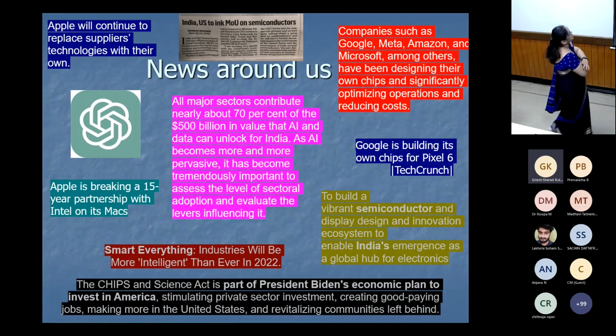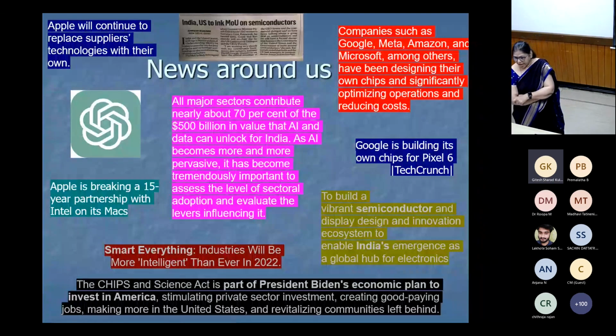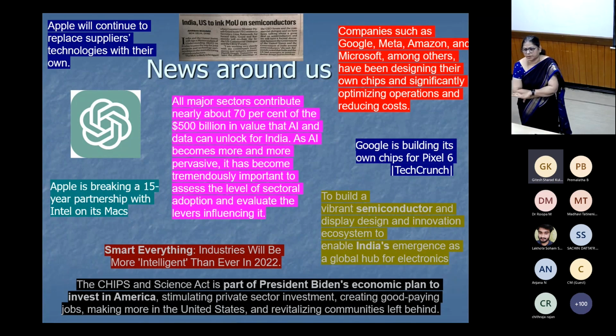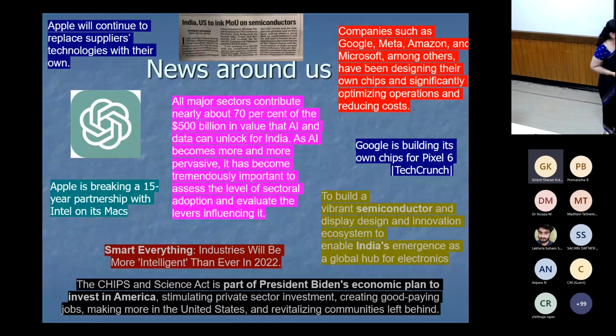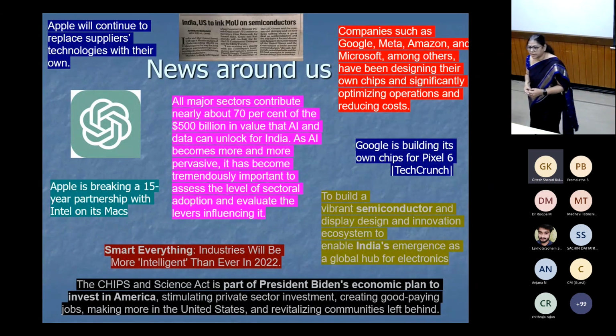What's happening to Apple? Apple continues to replace the suppliers' technologies with their own. So that is a trend we are seeing, right? Apple was just a mobile device supplier, but today they're making chips, right? The traditional chip makers are Intel, Qualcomm, and all. But today the companies getting into chip design are Apple, Google, and all. You can see here Google is building its own chipsets for Pixel 6. And we have companies such as Meta, Amazon, Microsoft, among many others who are getting into semiconductor design, right?